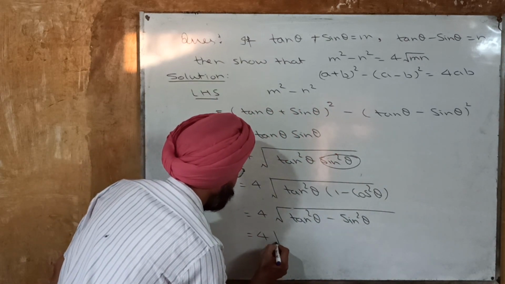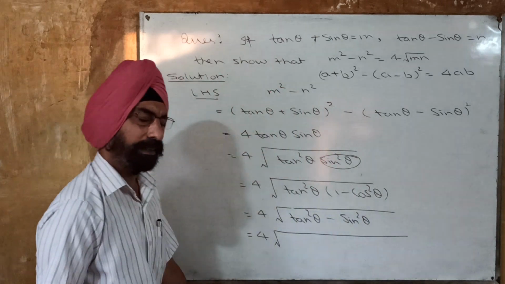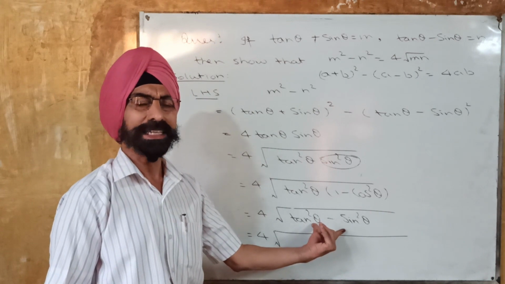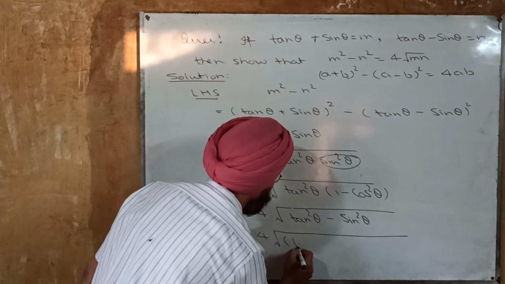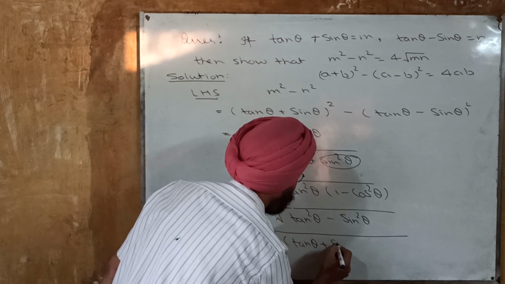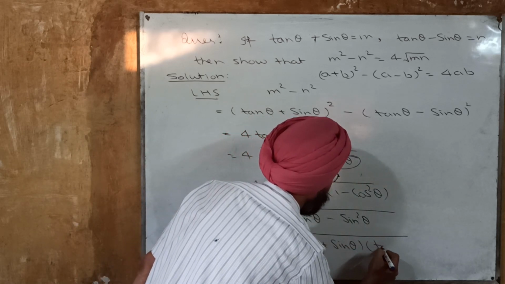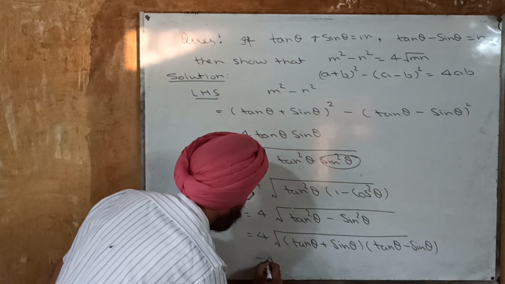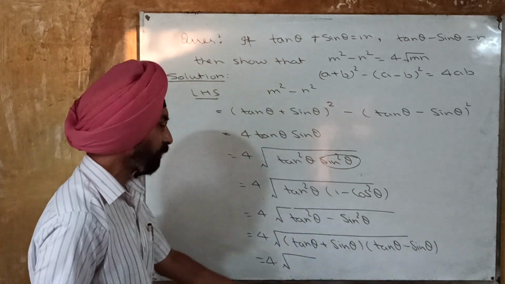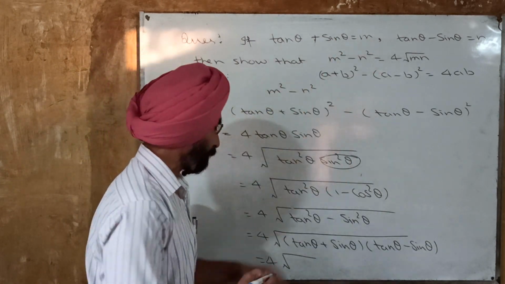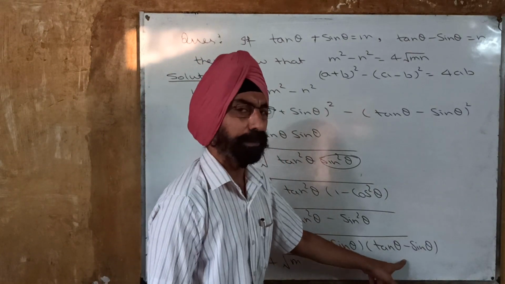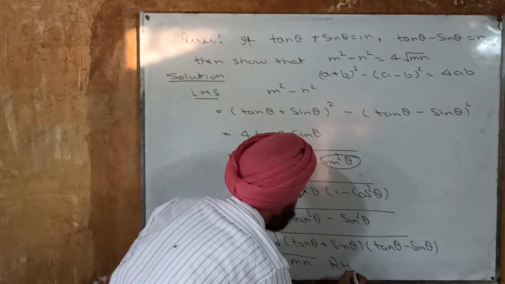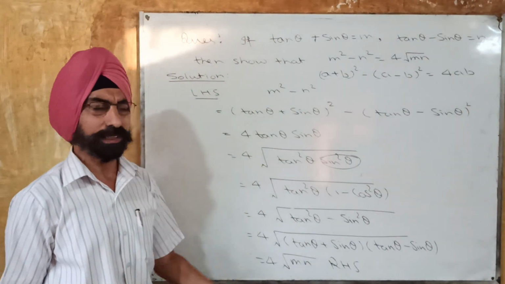And now very easily you can factorize this tan square theta minus sin square theta, that means a square minus b square, as (a plus b)(a minus b). So it is (tan theta plus sin theta) into (tan theta minus sin theta), and now it is 4 square root of this. Tan theta plus sin theta is given to be m, and tan theta minus sin theta is given to be n. So it is 4 under root mn, which is the required right hand side of the question.